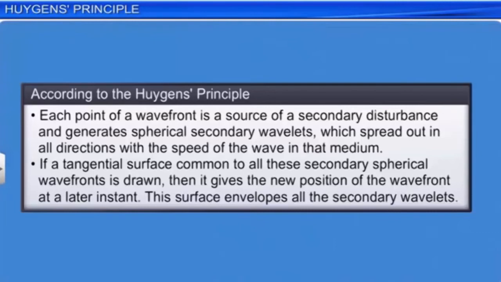According to Huygens' principle, each point of a wavefront is a source of a secondary disturbance and generates spherical secondary wavelets, which spread out in all directions with the speed of the wave in that medium. If a tangential surface common to all these secondary spherical wavefronts is drawn, then it gives the new position of the wavefront at a later instant. This surface envelopes all the secondary wavelets.